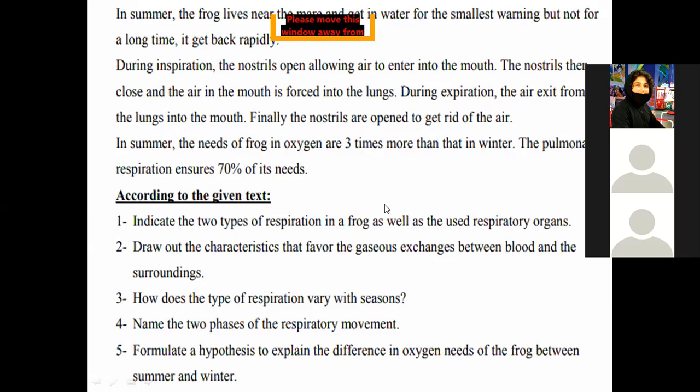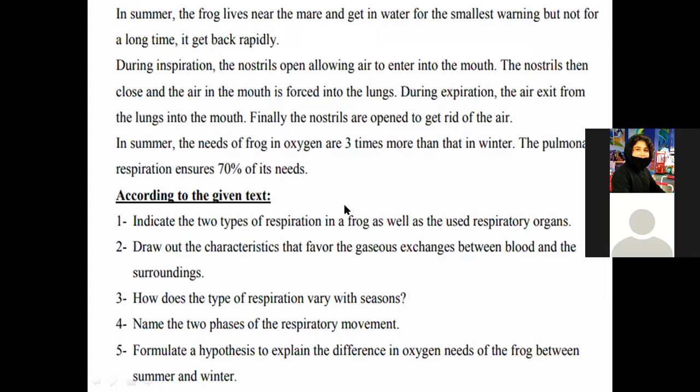Okay, excellent. So let's move here. We said that the pulmonary respiration ensures about 70% of the needs, meaning that it gives 70% of the respiration. So you have pulmonary and you have cutaneous. Let's move to the question: according to the text, indicate the 2 types of respiration in the frog, as well as the used respiratory organ.